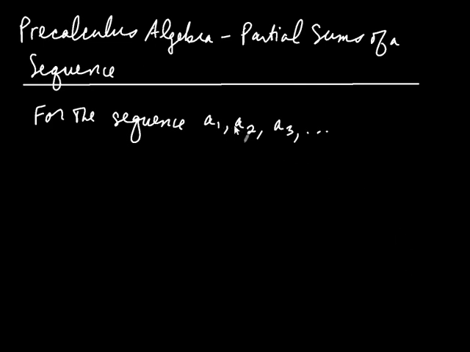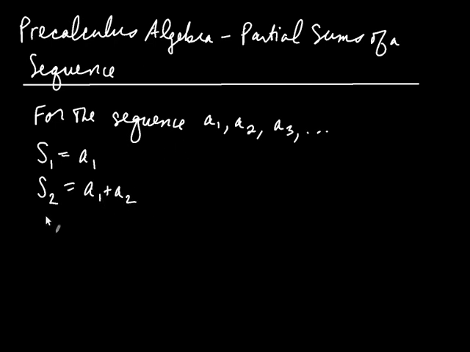For a given sequence, we can define what are called the partial sums of that sequence. So for the sequence denoted A1, A2, A3, the first partial sum, denoted with a capital S and a subscript 1, is simply the first term. The second partial sum, denoted S sub 2, is the sum of the first two terms, A sub 1 plus A sub 2.